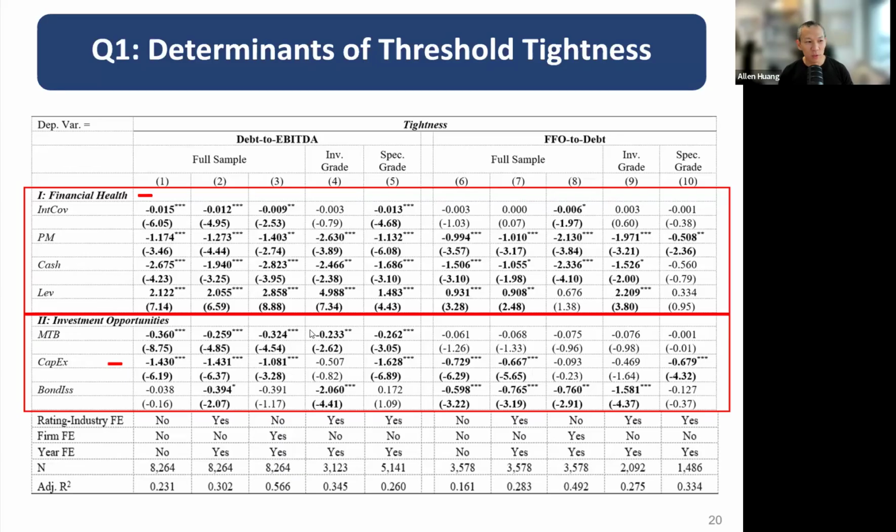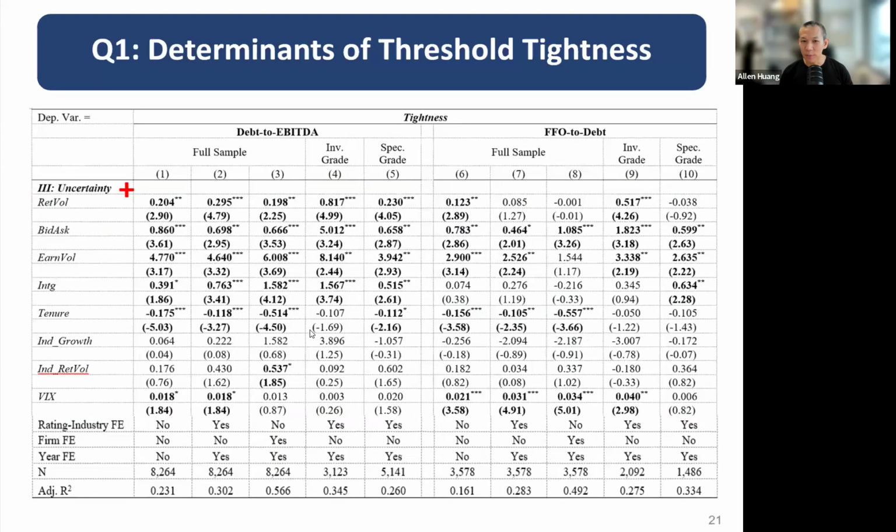Next, we look at the volatility side. Most of the measures here are based on return volatilities, bid-ask spreads, and capital market measures. We also have earnings volatilities, and we have some results that when volatilities are higher, when firms have more volatile stock prices, more volatile earnings, etc., they are put on a tighter leash. Their thresholds are tighter, meaning they are closer to their current level of ratios.